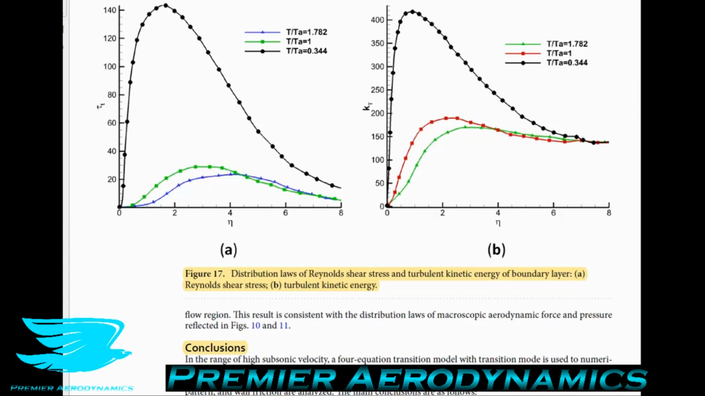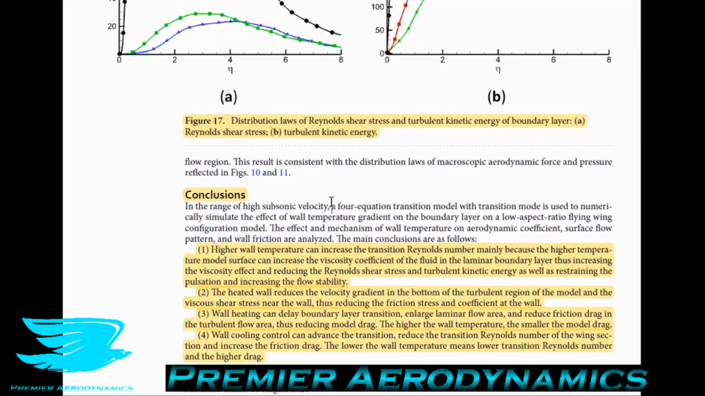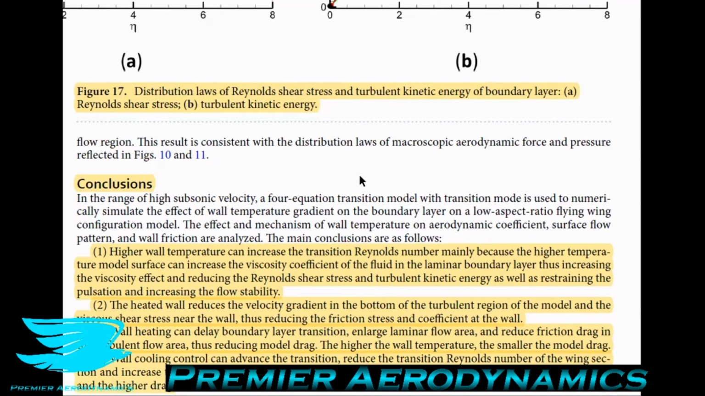Therefore, the wall heating control delays the transition from laminar to turbulent flows, increases the transition Reynolds number, and enlarges the laminar flow regime. So, in conclusion to this paper, the high wall temperature can increase the transition Reynolds number mainly because the high temperature model surface can increase the viscosity coefficient of the fluid in the laminar boundary layer, thus increasing the viscous effect and reducing the Reynolds stress and turbulent kinetic energy, as well as restraining the pulsation and increasing the flow stability. Let me just break that down because there's a lot in that. So they're saying the high wall temperature means that the viscous effects increase.